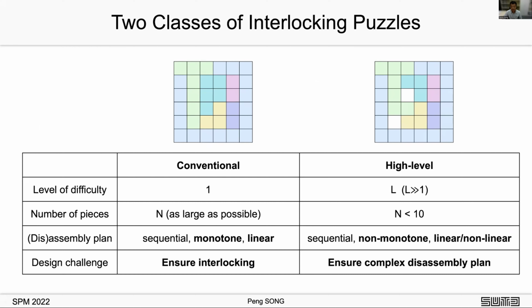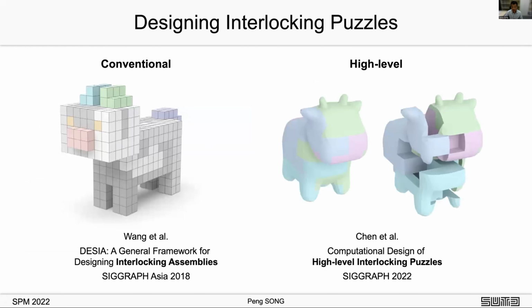Due to the above different characteristics, the challenge to design conventional interlocking puzzles is to ensure interlocking for a puzzle with a large number of puzzle pieces, while the challenge to design high-level interlocking puzzles is to ensure that the plane to disassemble the puzzle should be as complex as possible. We have developed a computational approach to design the 2 classes of interlocking puzzles respectively. The research work about designing conventional interlocking puzzles has been published in Siggraph Asia 2018, while the research work about designing high-level interlocking puzzles has been published in Siggraph last year.